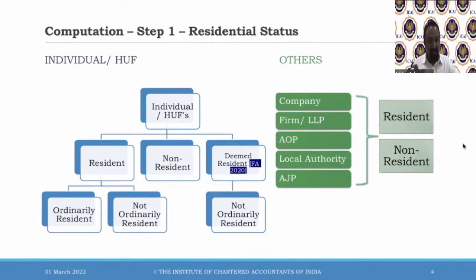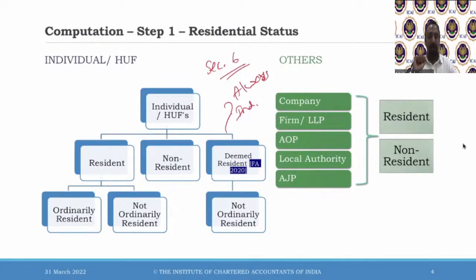And in Finance Act 2020, there was this new amendment called deemed resident. So deemed resident is someone who is not ordinary resident, but deemed resident shall always be. So this person shall always be the not ordinary resident, and this deemed resident is only for individuals. So this deemed resident will always be considered as not ordinary resident. You would have already covered it under section 6, which talks about residential status.